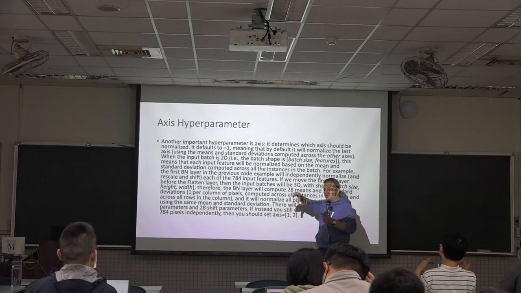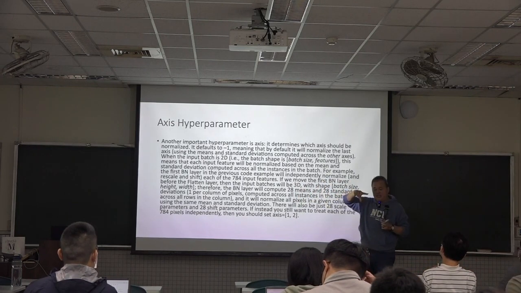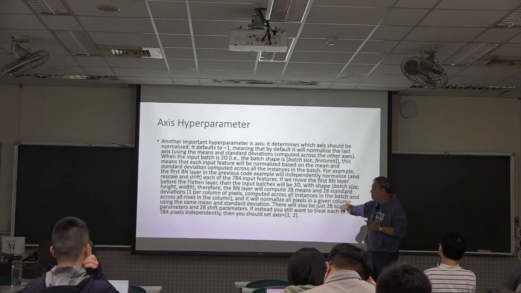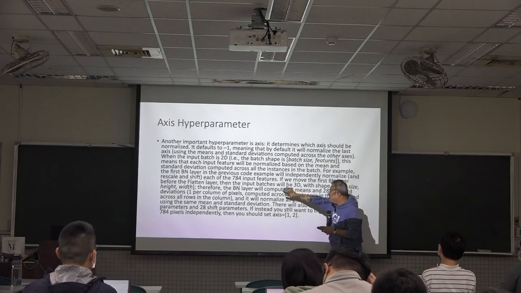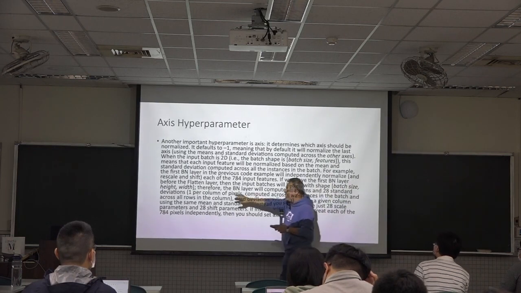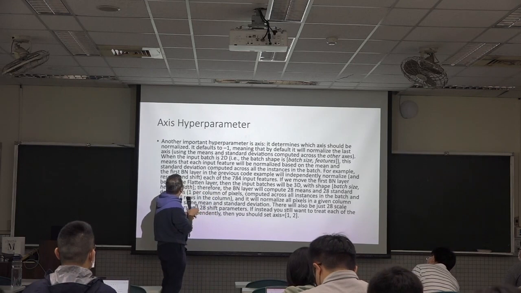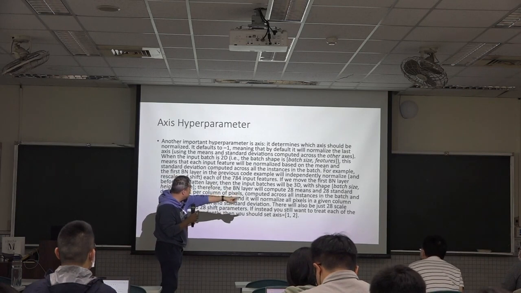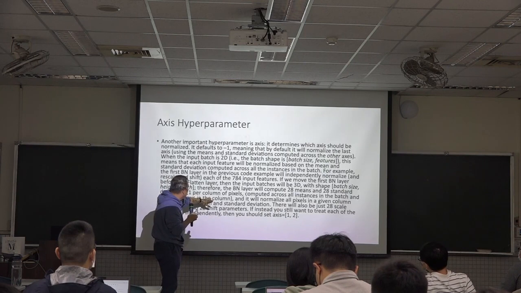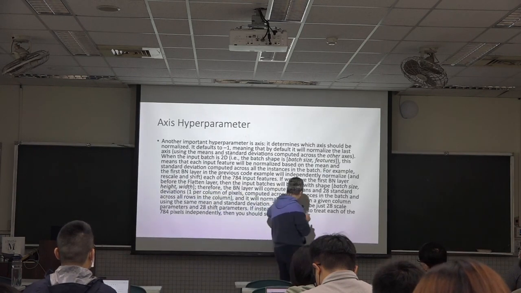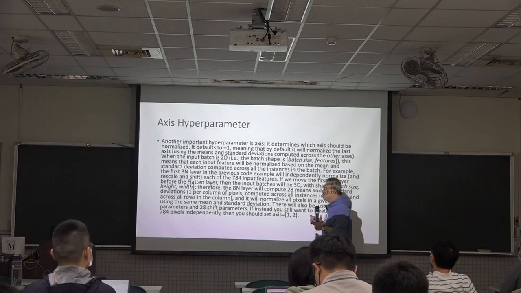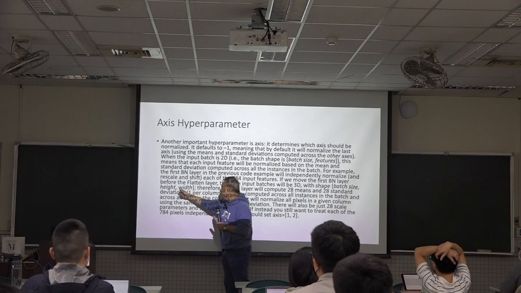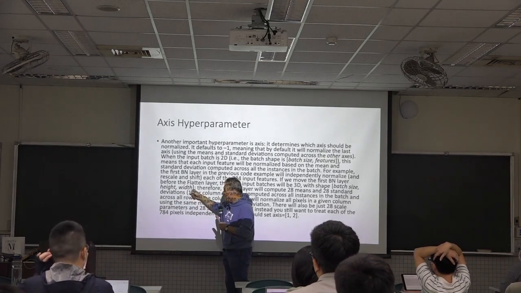But if we are going to treat each Fashion MNIST picture, small picture, as a 2D input, then the input batch will be 3D, which is batch size, height, width. And if you use the default axis value, which is -1, the BN layer will compute 28 means and 28 standard deviations, one per column of pixels, computed across all instances in the batch and across all rows in the column. Because it's going to normalize over the last dimension.